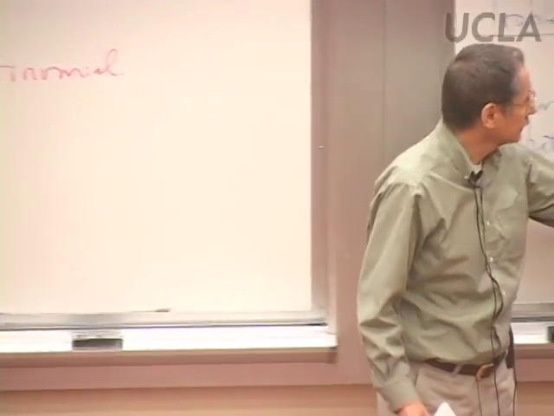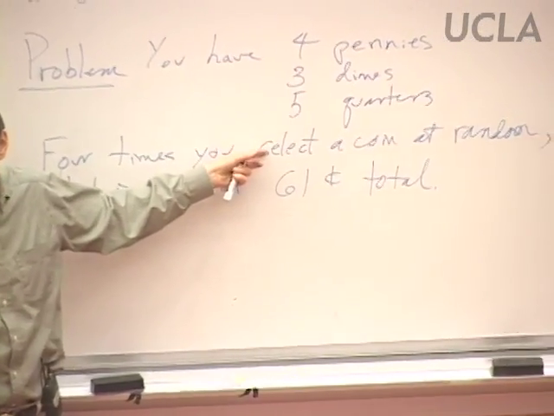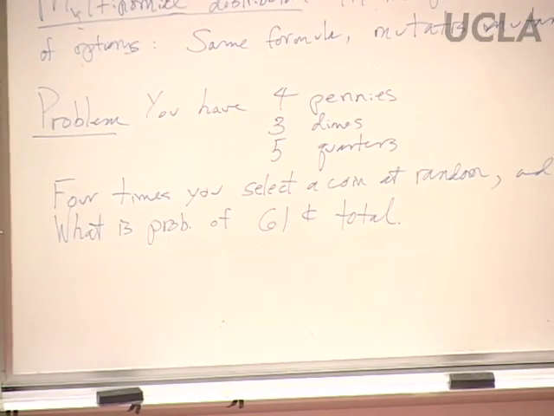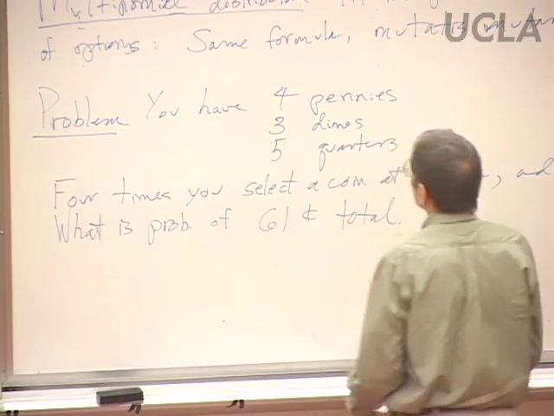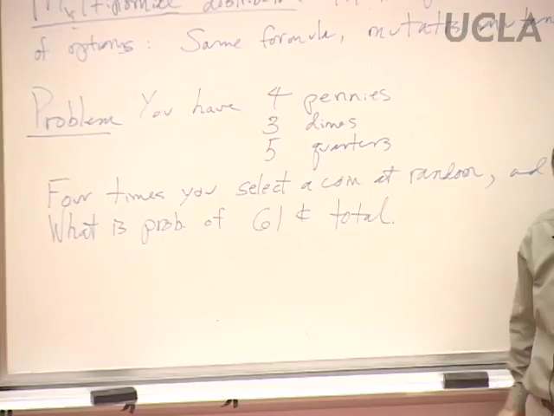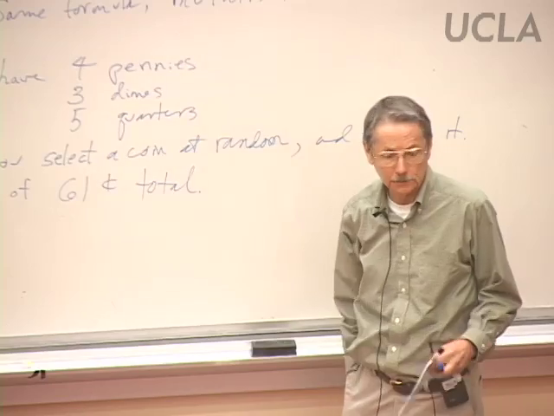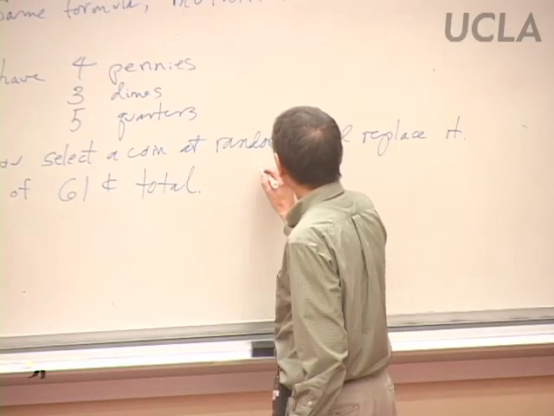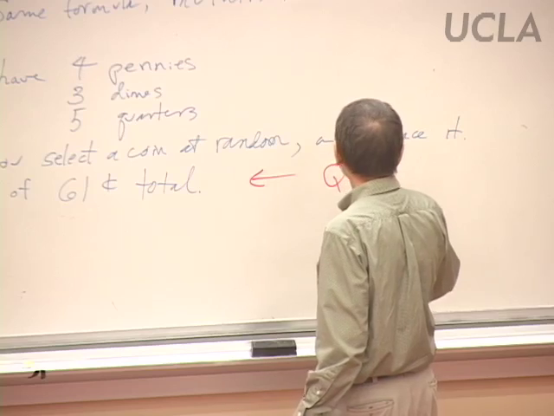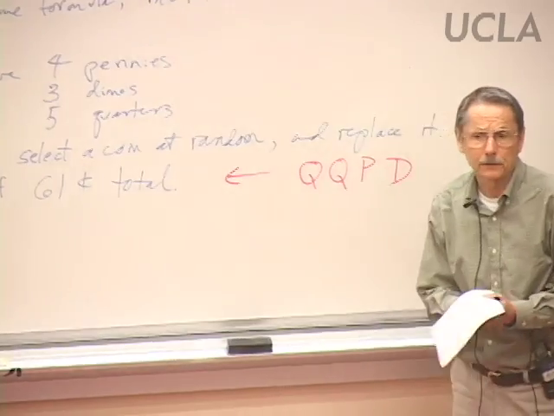To get 61 cents out of 4 coins, 2 of them have got to be quarters. If 1 or less is a quarter, you're not going to get enough money to get to 61 cents. You'll have to have 2 quarters, 50 cents, and the other 11 cents will have to be a penny and a dime. That's the only way to get 11 cents. So the only way to get 61 cents is to get 2 quarters, 1 penny, and 1 dime in some order or another.